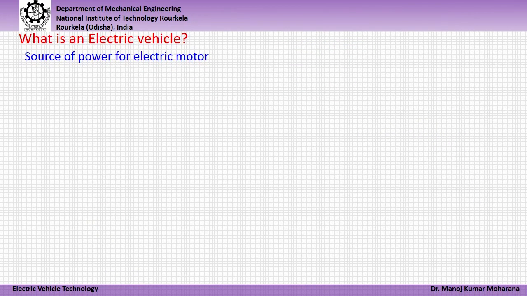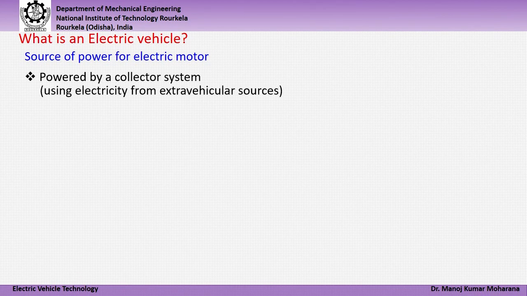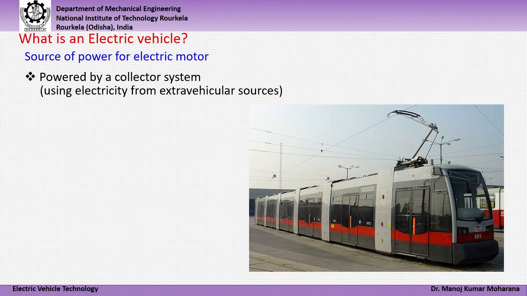Next is the source of power for the electric motor of an electric vehicle. An electric motor of an electric vehicle can be powered by a collector system, basically using electricity from an extravehicular source, like here in this photograph you can see an electric city train system that is receiving the electrical energy from the overhead cable with the help of a collector system. So, this one is known as the collector system.